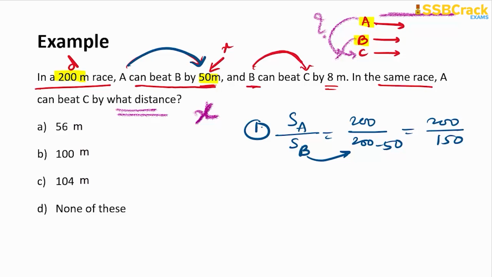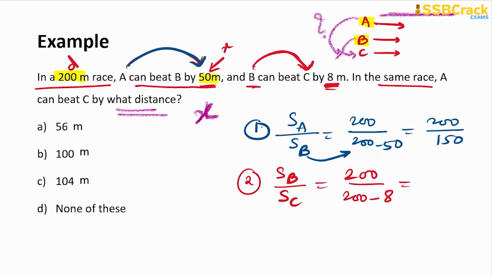Because there is another criterion also, that person B is beating a certain third person C, and that we write now, that is SB upon SC. And that will be, again, as I said, we have to compare with the complete length only, right? Beating of a person by another person. So 200 upon 200 minus the length by which it is getting beaten. So it's 8. So this is 200 upon 192.